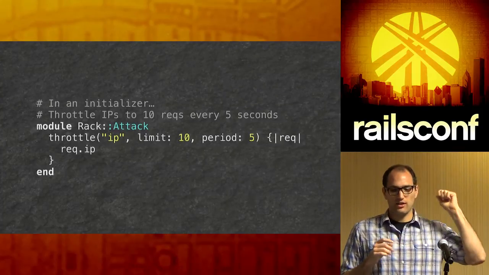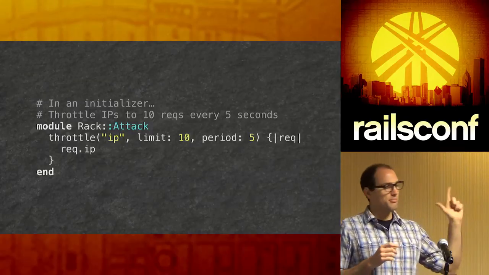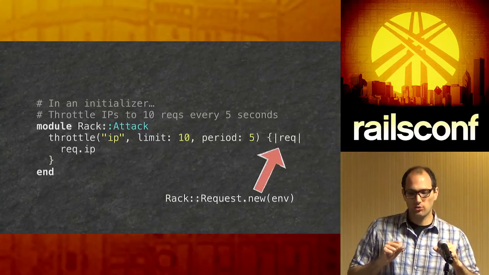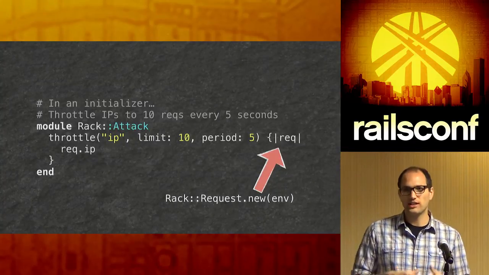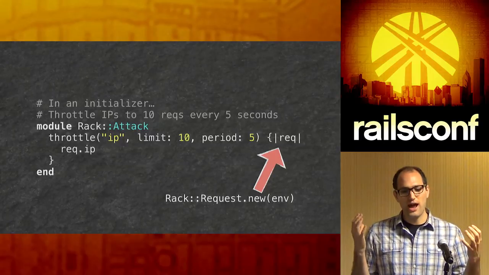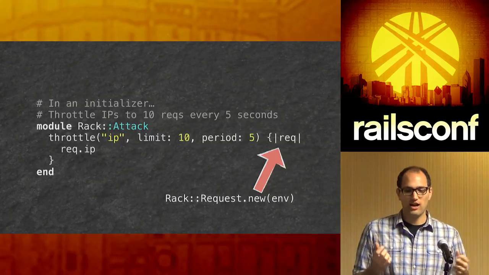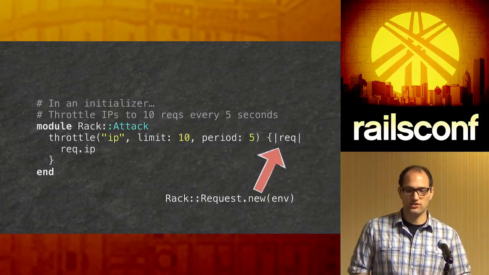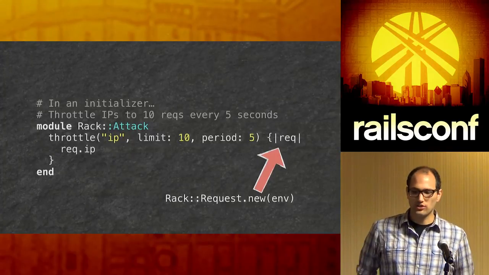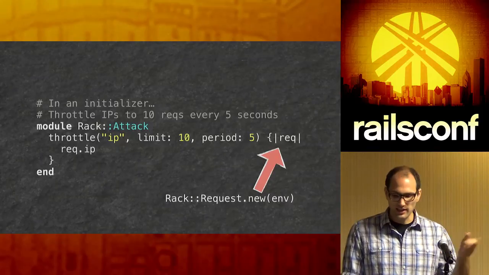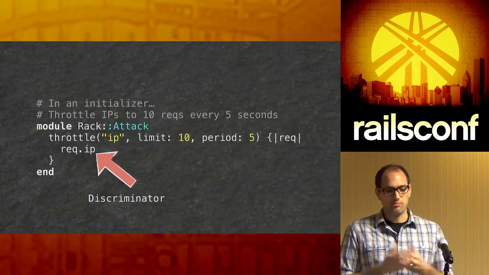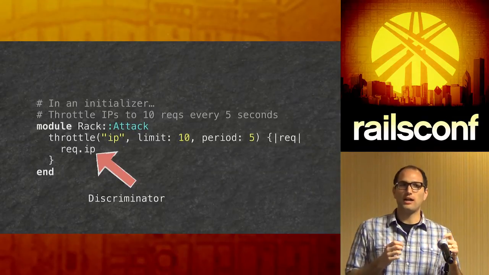Okay, so what's going on? We got the class method, we got the name, we had the limit and the period, and then to this block, we are passing along the request. In the earlier middleware example, we called this the env, which was just the environment hash that comes from the request. Request is just a light little Rack request object wrapped around the environment that gives you instance methods to call, like .ip or .host or .path. You use these in Rails controllers too. So it's a lightly wrapped request, and then inside the block, what the block returns is the really important part. That's the discriminator that determines how we're going to bucket up these throttles.